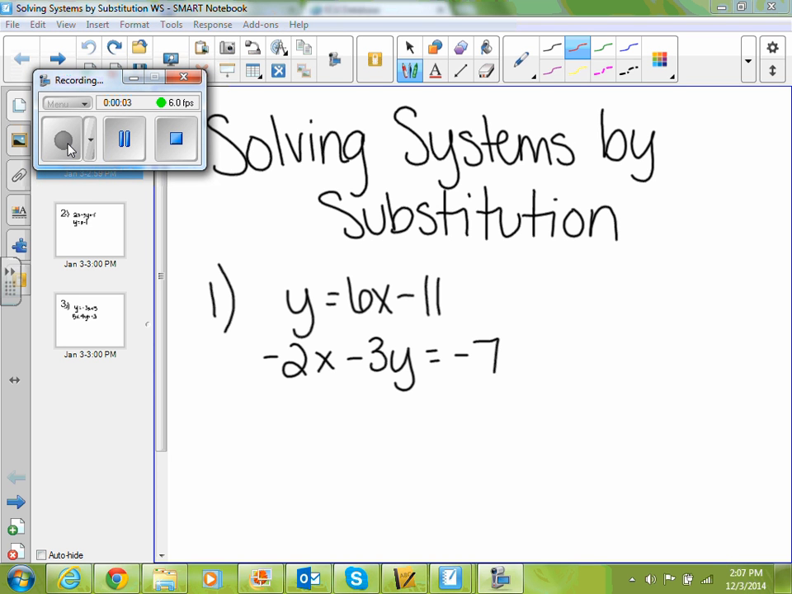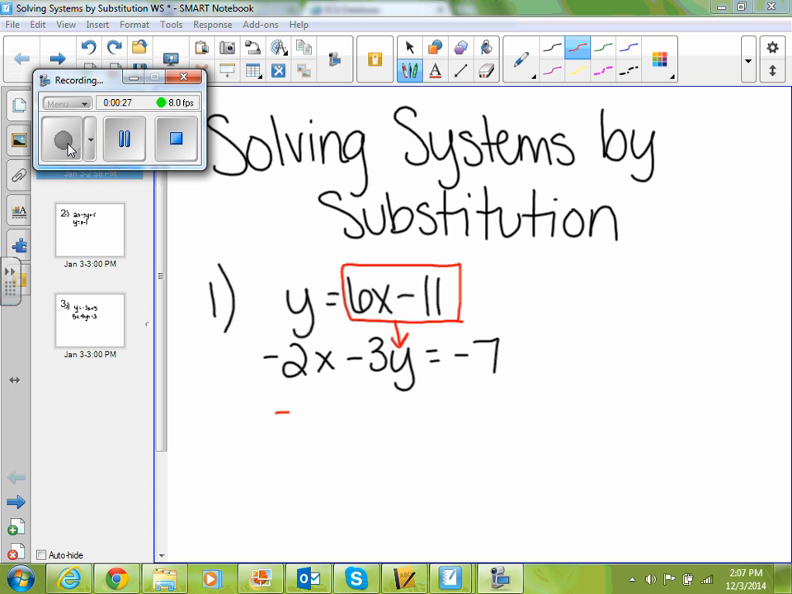Let's review. We're going to look at solving systems by substitution. That's the quiz you're taking today. So if we look at number 1, y equals 6x minus 11 and negative 2x minus 3y equals negative 7. That's our system. So I'm going to take what y equals, which is 6x minus 11, and I'm going to plug it in for y.